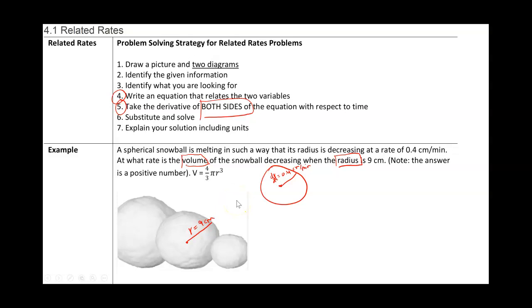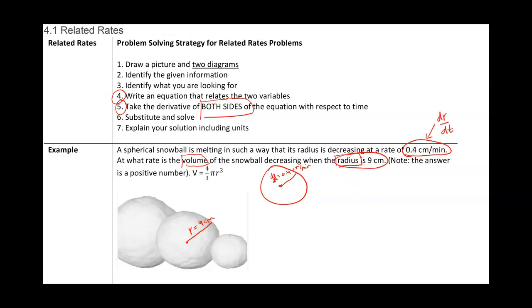Okay, now here's what we know. We know that the radius is 9 centimeters, because that's the point at which we're concerned. And we also know that the radius is decreasing at a rate of 0.4 centimeters per minute. So dr/dt, the change of the radius with respect to time, is going to be 0.4 centimeters per minute. So we need two diagrams: one for the actual radius, and one for the rate of change. Again, if you can do it without the diagram, that's perfectly fine. This is just to give a visual for those of you who can be helped by it.